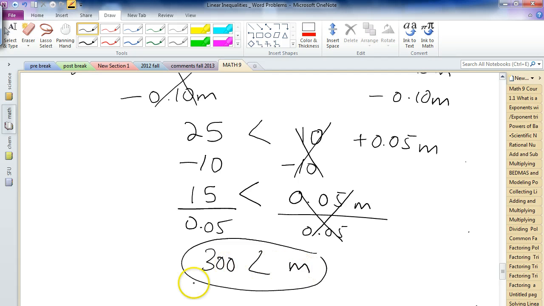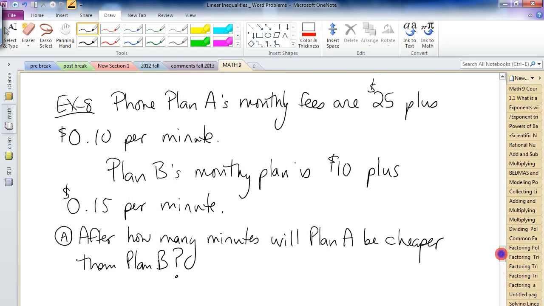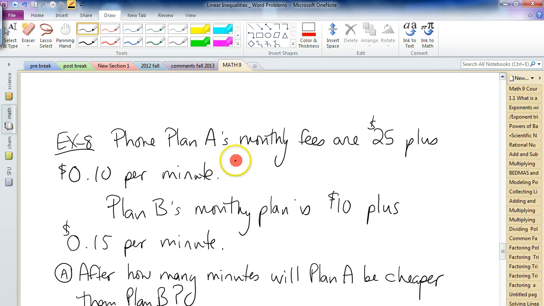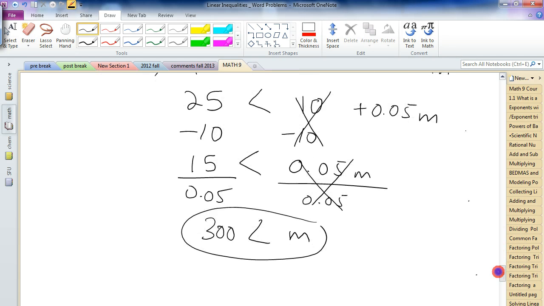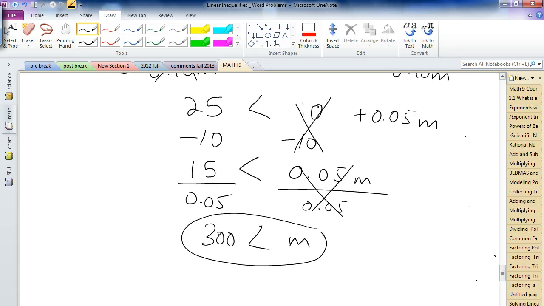So what this means is plan A will be better only if you talk for more than 300 minutes a month. Anything less than that, it's not going to be better. Okay, so plan A is for talkers. You talk for more than 300 minutes, this is the plan for you. And we just figured it out. We could graph it.